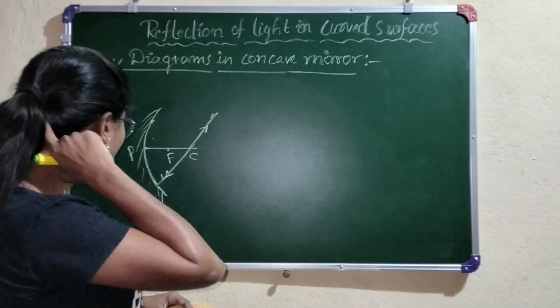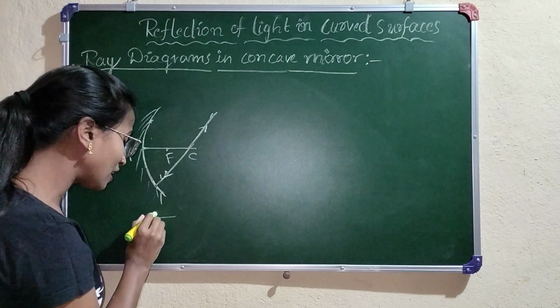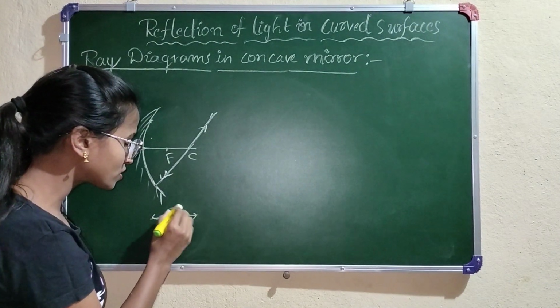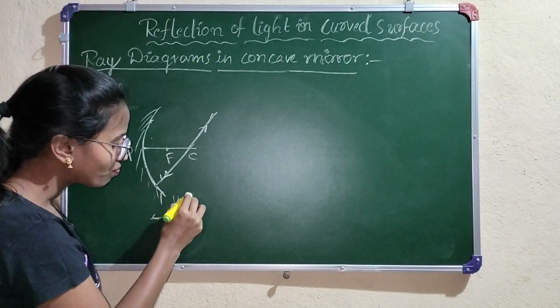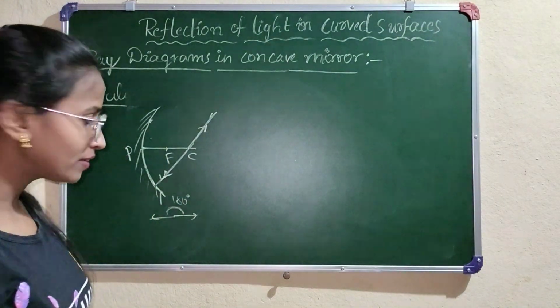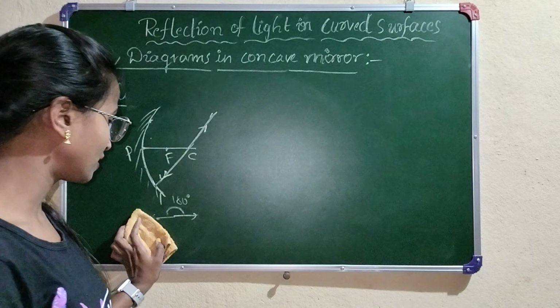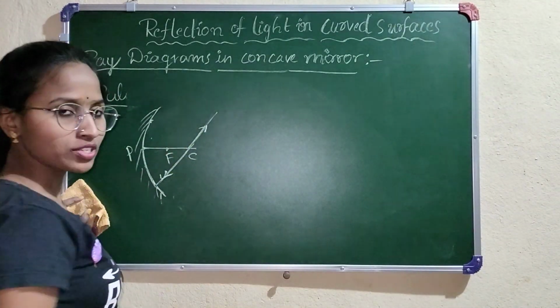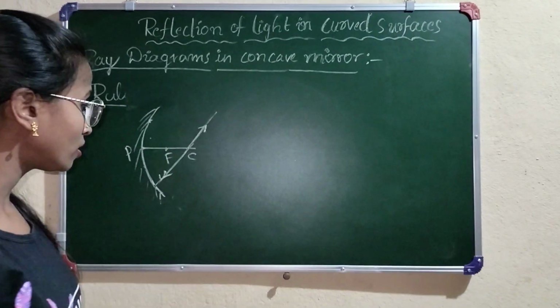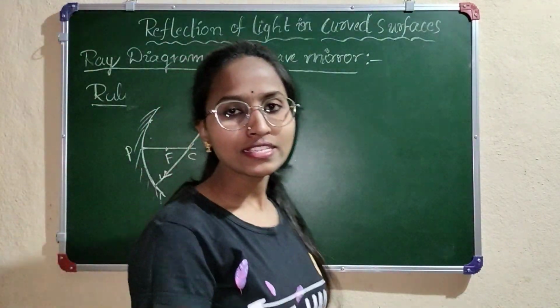Then in this case, what is the angle of reflection, angle of incidence, and angle between I and R? In this case, it is 180 degrees. Am I clear? When the light ray passes through the center of curvature to the concave mirror, it will reflect along the same line.